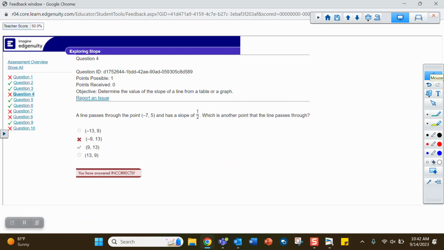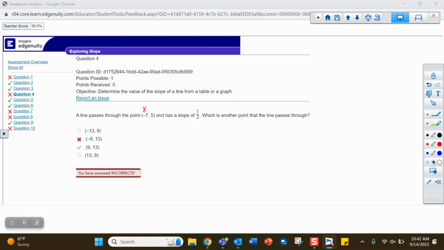Question 4, a line passes through that point and has a slope of 1/2. What is the other point that the line might pass through from this list? So you're really just calculating slope 4 different times till you find the one that gives you 1/2. So I'll do one of them. I'll do the one you selected that didn't work, and then we'll do the one that is the right answer so you can see it both ways.